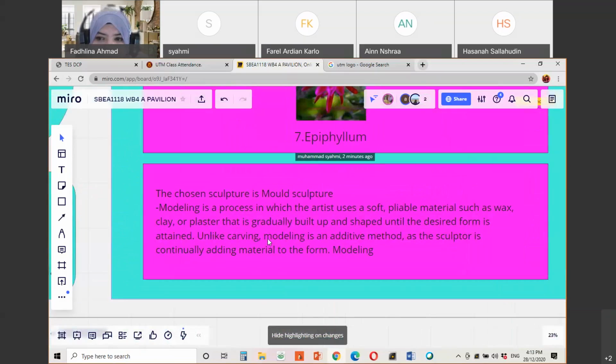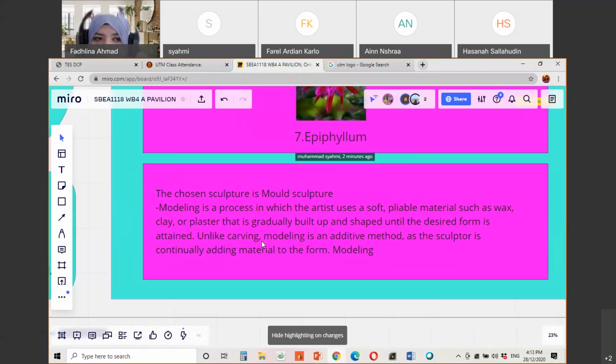So I'm trying to create a mock sculpture. Modeling is a process in which the artist uses a soft, pliable material such as wax, clay, or plaster to gradually build up a shape until the design form is certain. Unlike carving, modeling is an additive method because a sculptor is continuing adding material to the form. Okay, this one is chosen from somebody else, right? Have the mold, right? Yes.